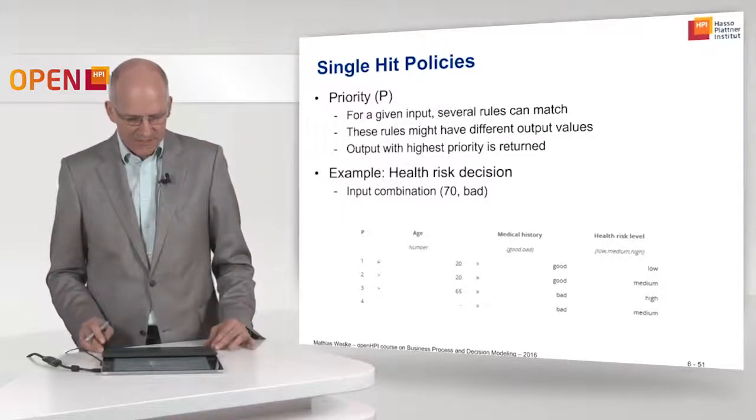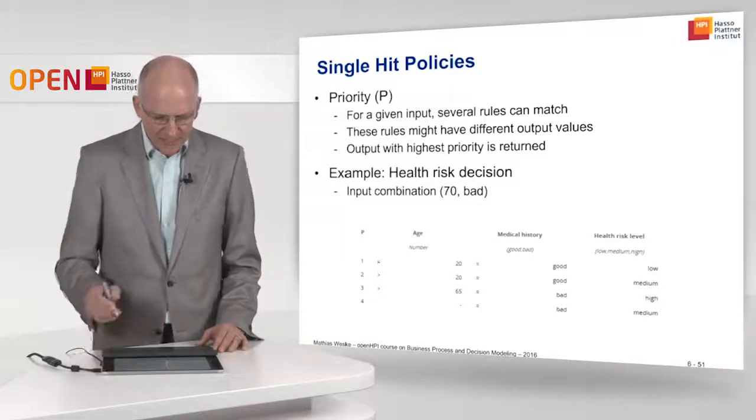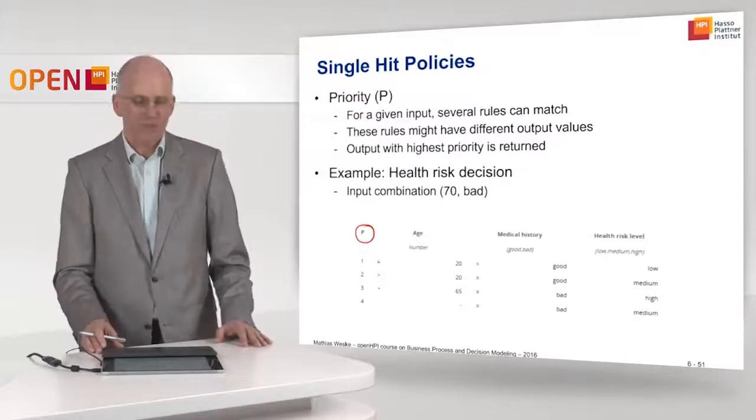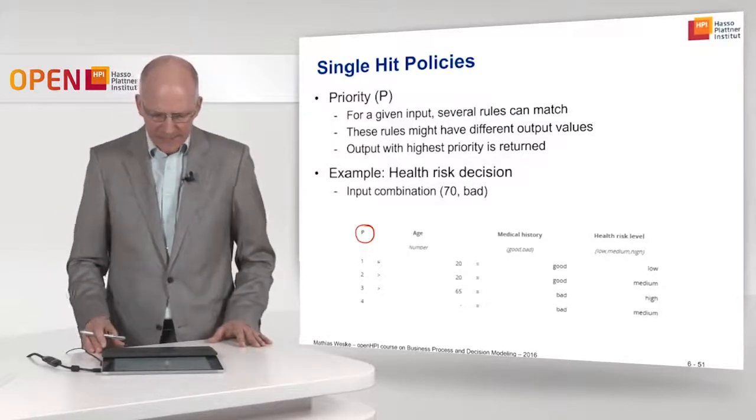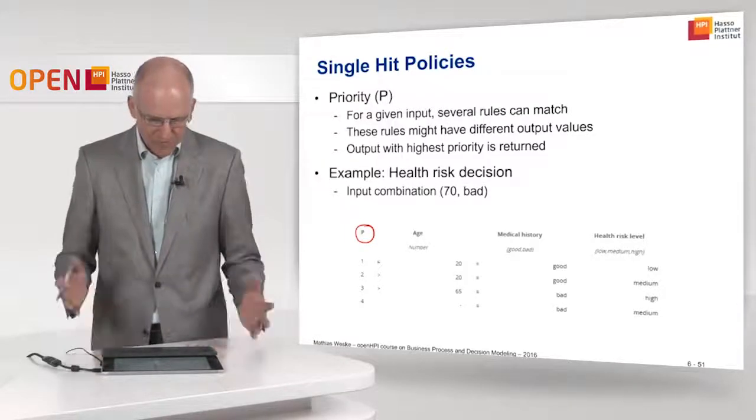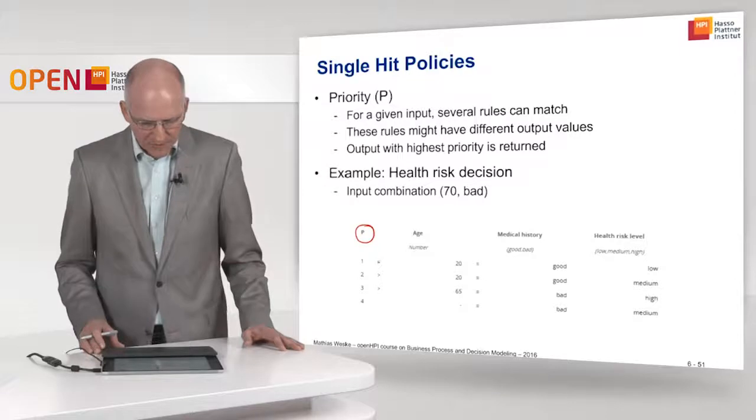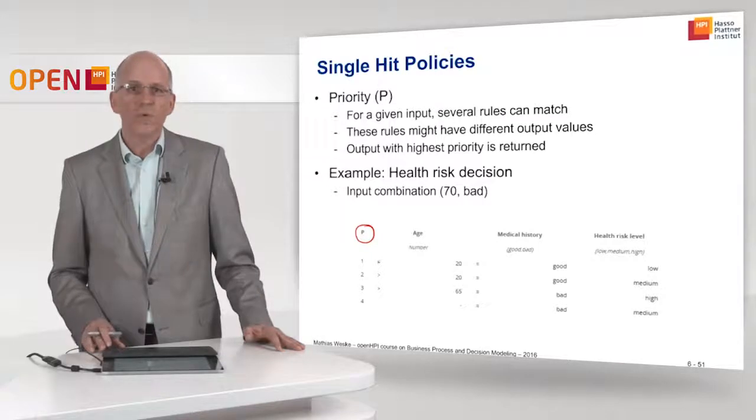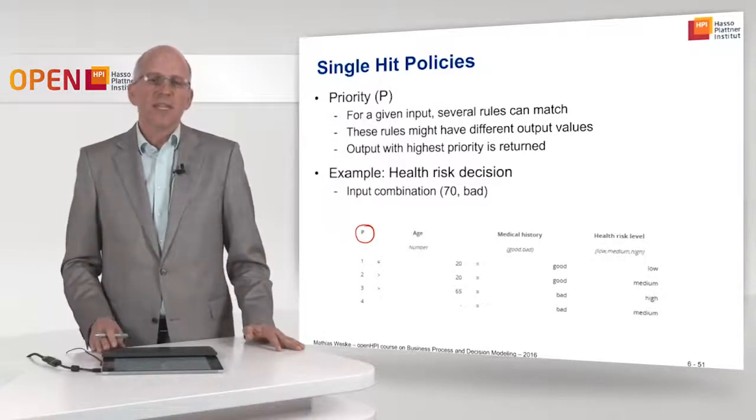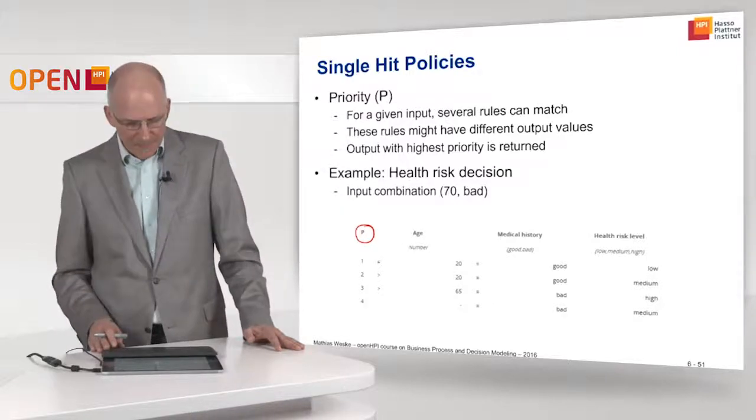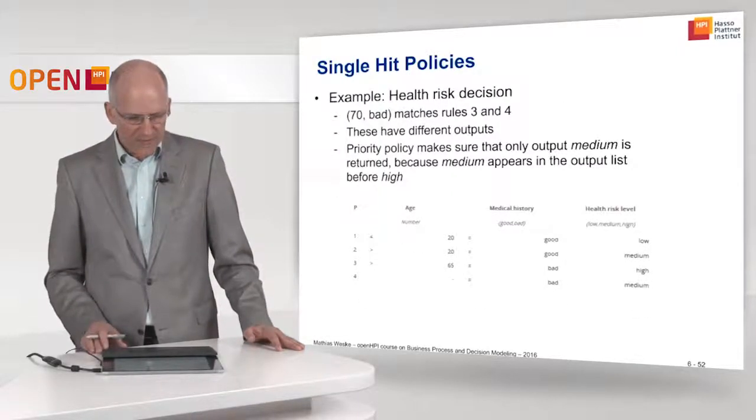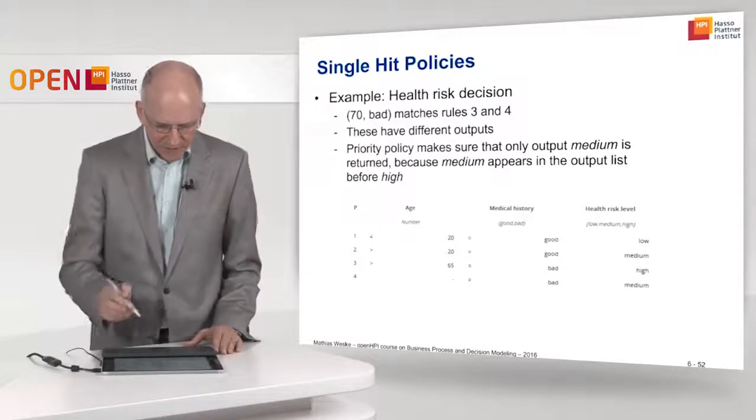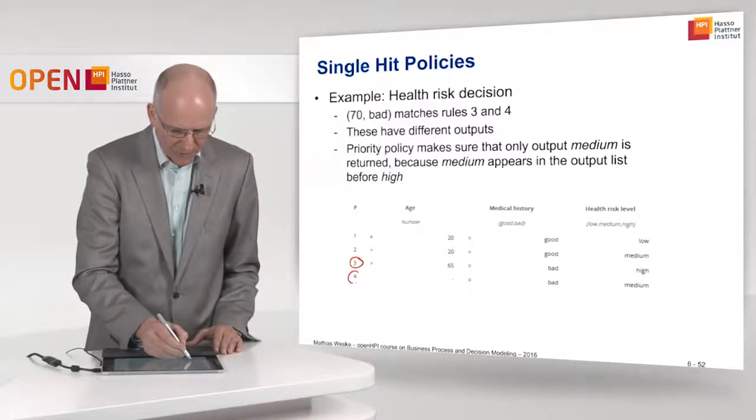Again, we have a health risk decision here that we want to look at. First of all, the priority single hit policy is shown here using the P in the upper left corner. And we have certain rules here. That means the first rule says that if the age is at most 20 and the medical history is good, then the health risk is low, and so forth. So we want to take a look at the input combination 70 and bad. And we do that on the next slide. Actually, this input combination matches several rules, in particular rules 3 and 4.